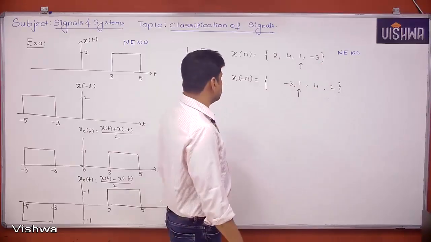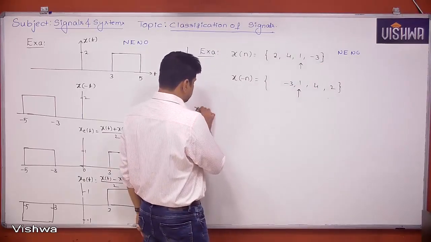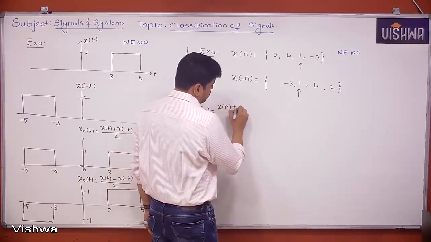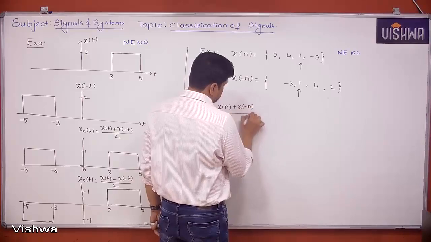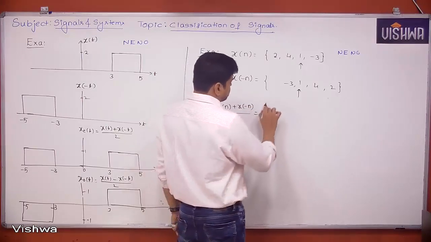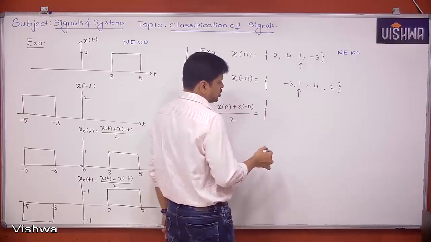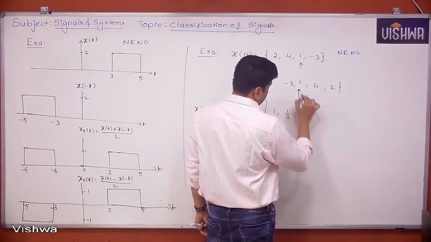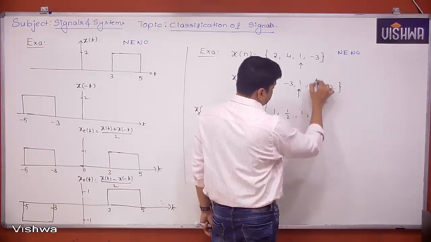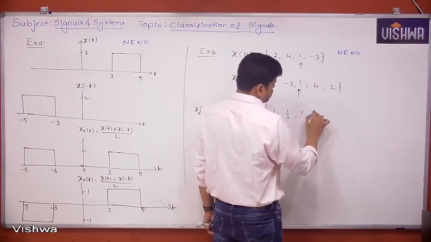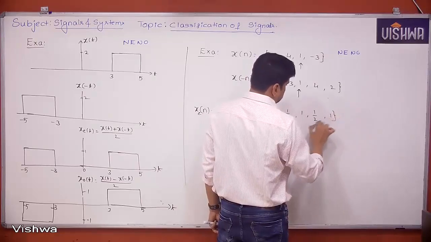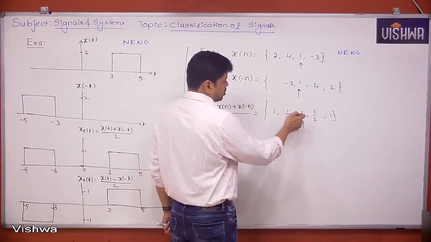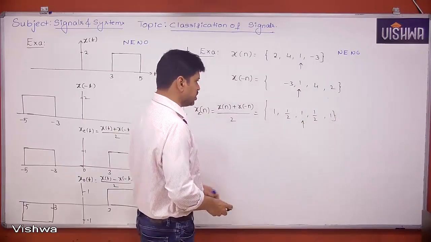Then first I calculate the even part, x even part of n, that is x of n plus x of minus n divided by 2. If I add them, 2 plus 0, 2 by 2, 1; 4 minus 3, 1 by 2; 1 plus 1, 1. So it is going to be 1, 1 by 2, 1 by 2, 1. This is the even part. Of course, it is an even signal. Why? 1 by 2, 1 by 2, 1, 1 matching. So they are nothing but an even signal.